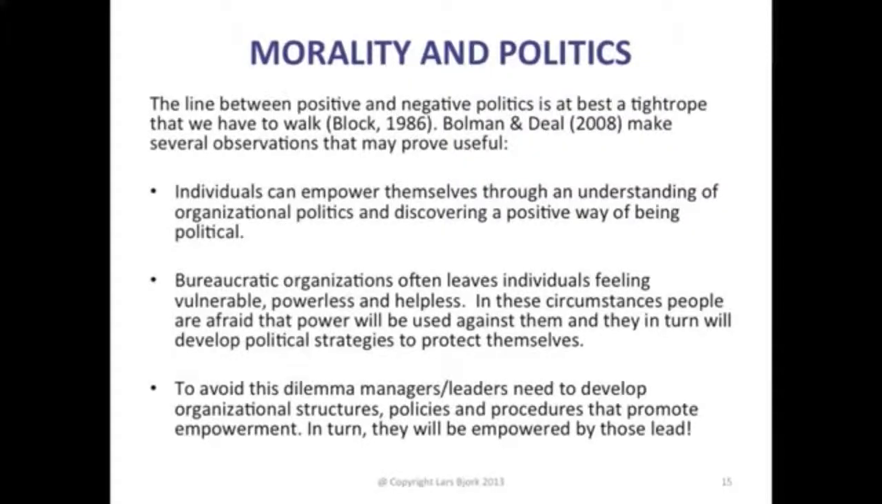Let's take a brief look at morality and politics. The line between positive and negative politics is at best a tightrope that we have to walk. Bowman and Deal make several observations that may prove useful. First, individuals can empower themselves through an understanding of organizational politics and discovering a positive way of being political. Second, bureaucratic organizations often leave individuals feeling vulnerable, powerless, and helpless. In these circumstances, people are afraid that power will be used against them, and they will in turn develop political strategies to protect themselves. Third, to avoid this dilemma, managers and leaders need to develop organizational structures, policies, and procedures that promote empowerment. In turn, leaders will be empowered by those led.